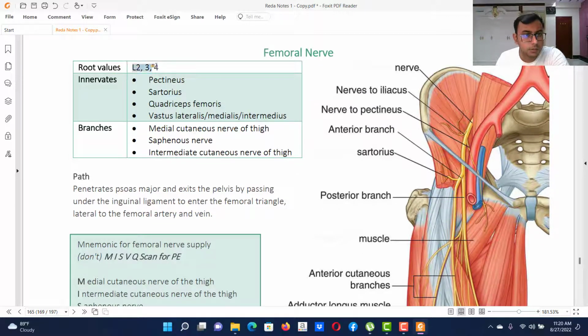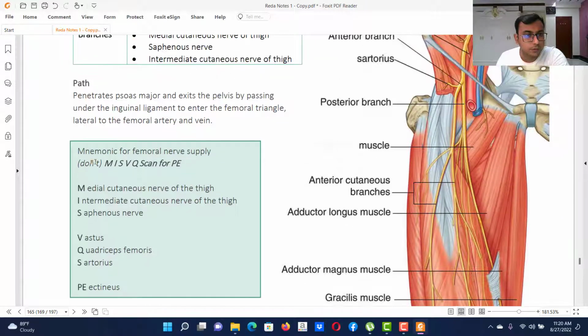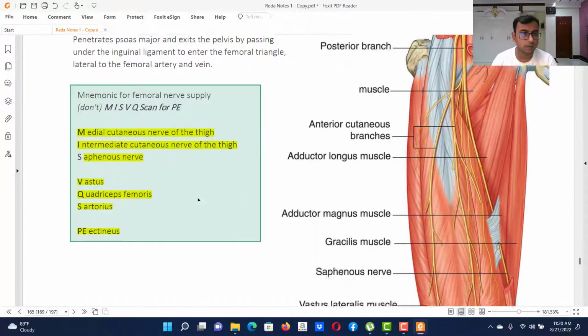Now the femoral nerve. The femoral nerve is innervated by lumbar 2, 3, 4. Femoral nerve supply has a mnemonic: medial cutaneous nerve of thigh, that is Miss Vick scan for PE. PE, that is pectineus, sartorius, quadriceps femoris, vastus group, intermediate cutaneous nerve of thigh, saphenous nerve. So the whole anterior compartment is supplied by the femoral nerve.